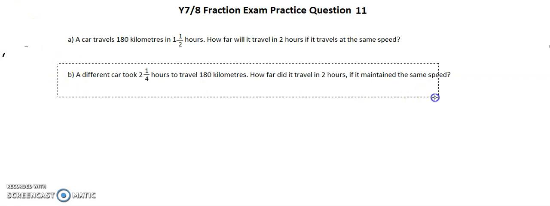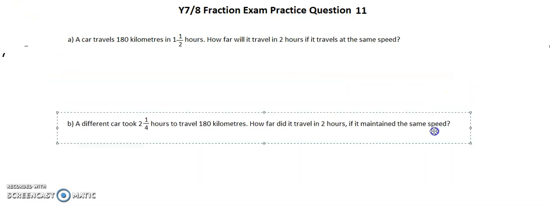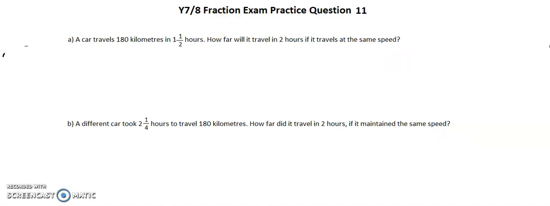Year 7 and 8 Fraction Exam Practice Question 11. A. A car travels 180 kilometers in 1.5 hours. How far will it travel in 2 hours if it travels at the same speed?